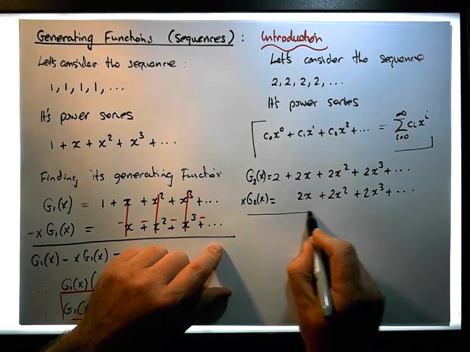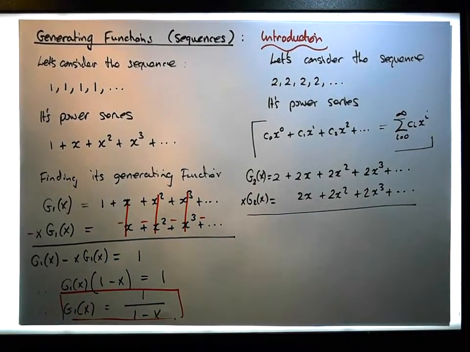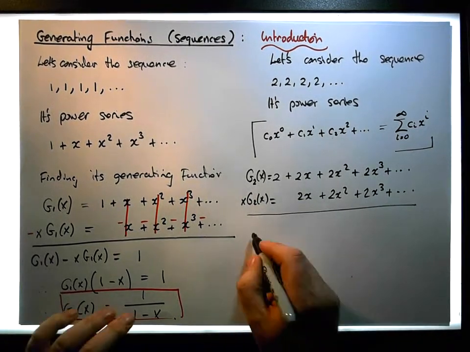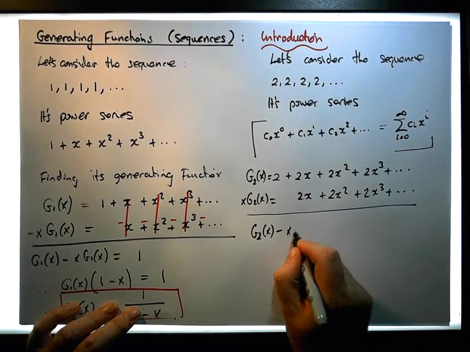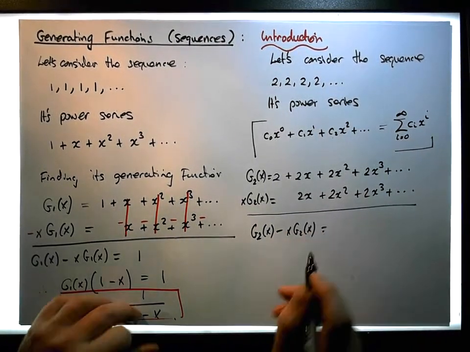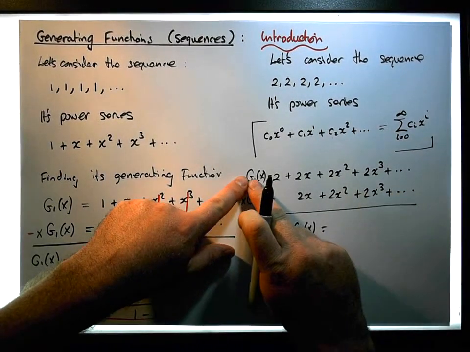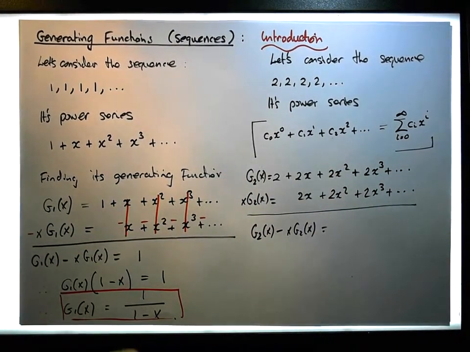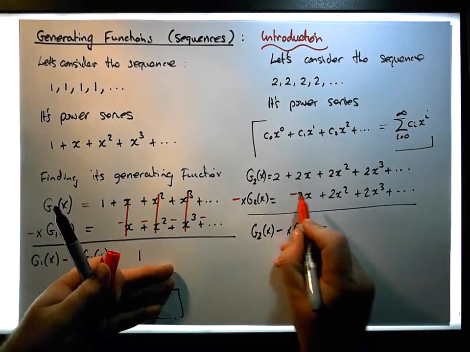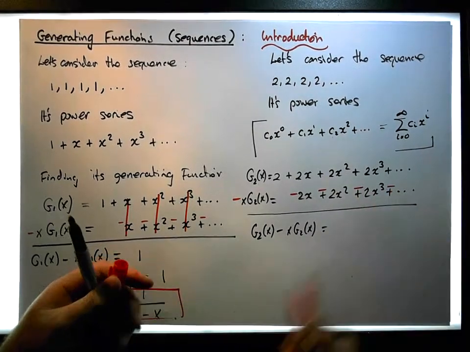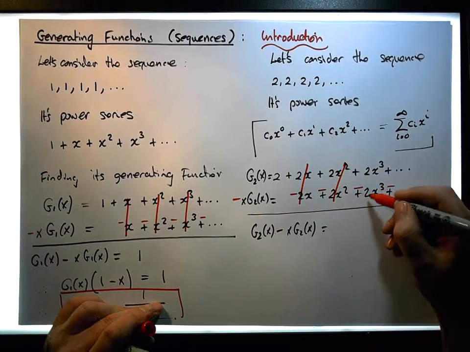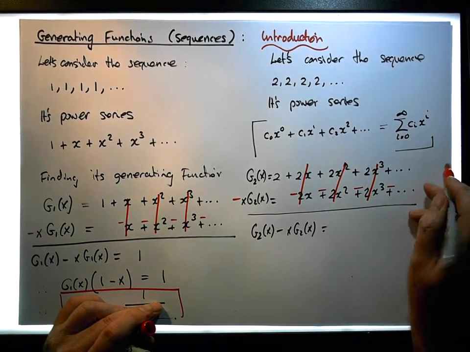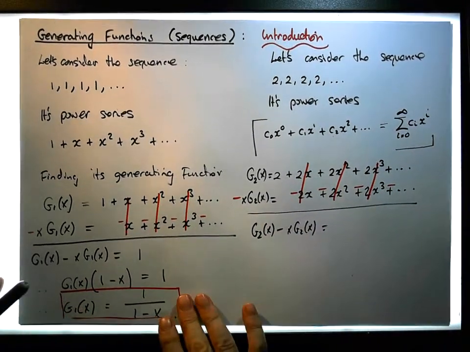And once again, what we'll do is subtract one from the other. We'll calculate what g2 of x minus x times g2 of x is. So we're going to take these terms away from these. So these all become negative all the way down. And what we can hopefully see again is that these are going to cancel, and the pattern is going to continue. What we're left with is a 2 here. Okay, so we're left with a 2.